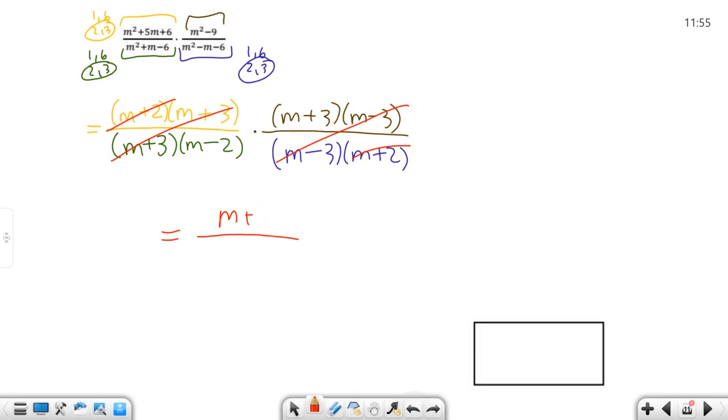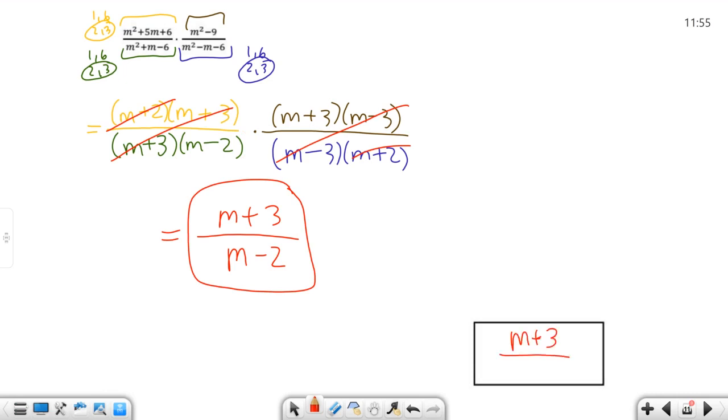And then I am left with m minus 2. This one right here, and that cannot divide out. Those m's are part of multiple terms. You cannot divide them out or cross them out or anything like that. It won't work. M plus 3 over m minus 2.